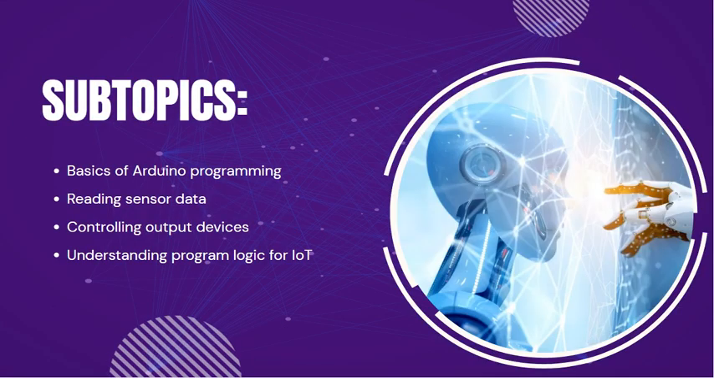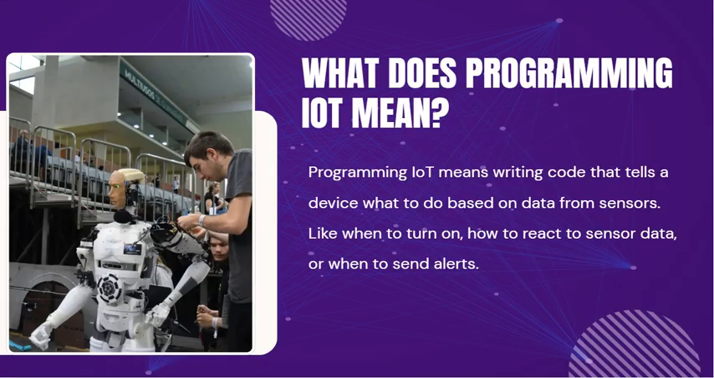We have here the subtopics: basics of Arduino programming, reading sensor data, controlling output devices, and understanding program logic for IoT. So what does programming IoT mean? Programming IoT means writing code that tells a device what to do based on data from sensors, like when to turn on, how to react to sensor data, or when to send an alert.